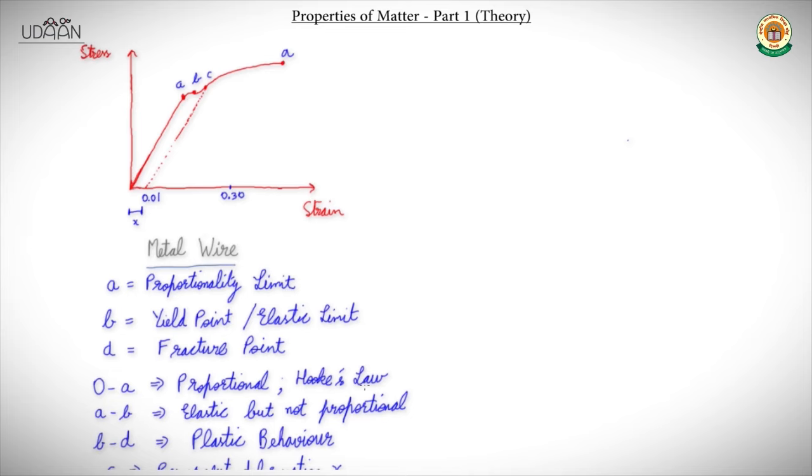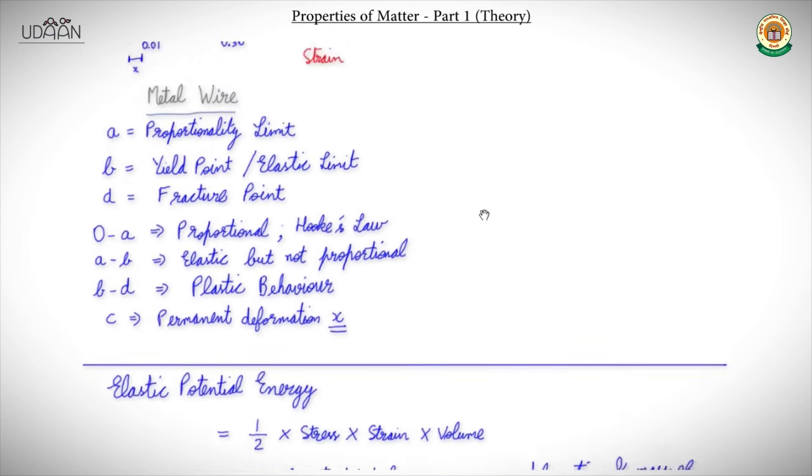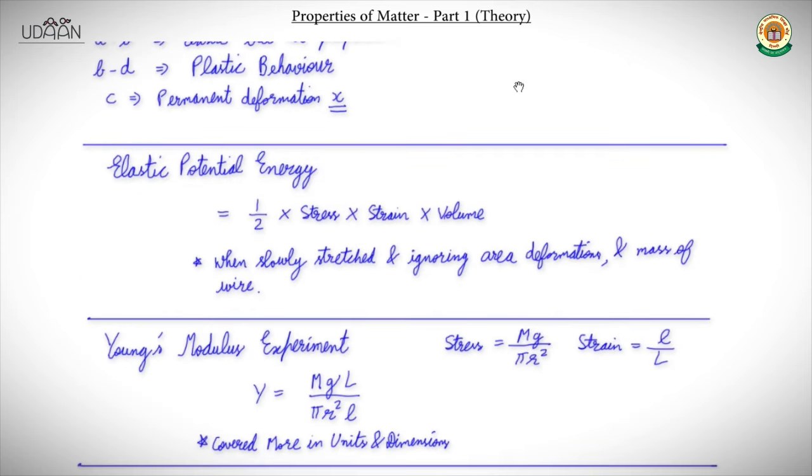This means that the object will regain its shape, but the stress will not be proportional to the strain. B to D would be the plastic behavior. That is, the object will not try to regain its shape. The C part here is the permanent deformation, which will be equal to the X as shown here. Now we define the formula for elastic potential energy. It is equal to half into stress into strain into volume, when slowly stretched and ignoring area deformations.